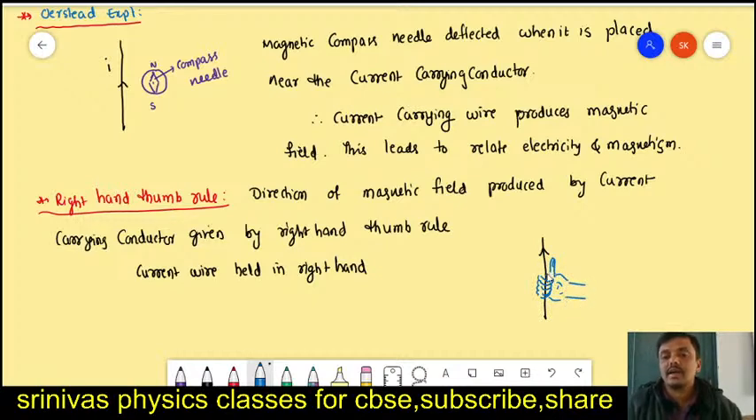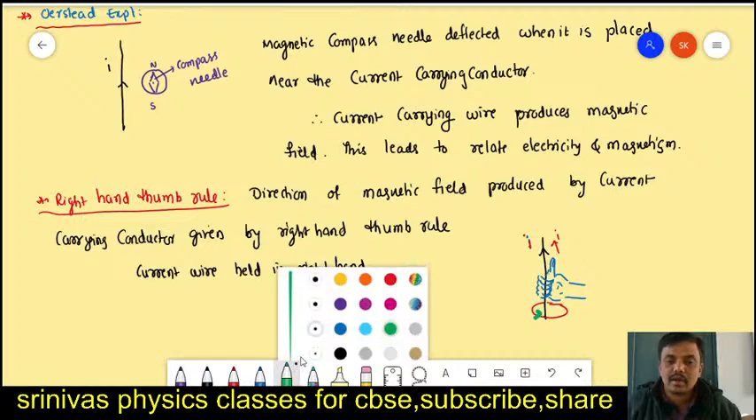This is the right hand, you see here. Now here, this thumb is indicating the direction of the current. The direction of the current is indicated with the thumb. Okay, the thumb shows the direction of the current, and the curled fingers are showing like this, right? And the curled fingers indicate the direction of the magnetic field.